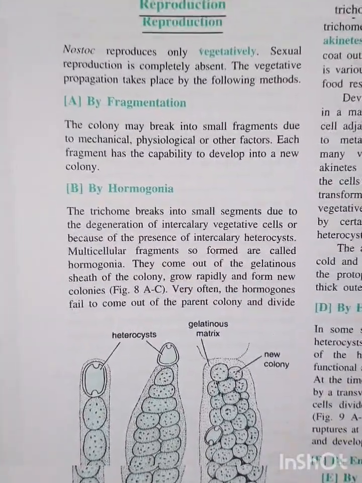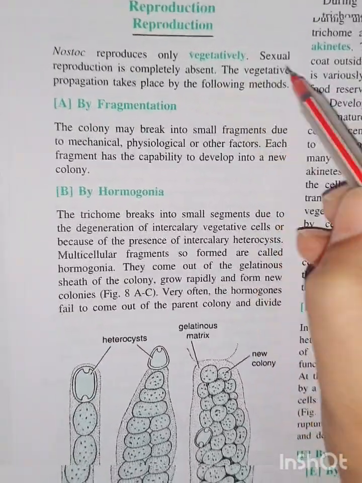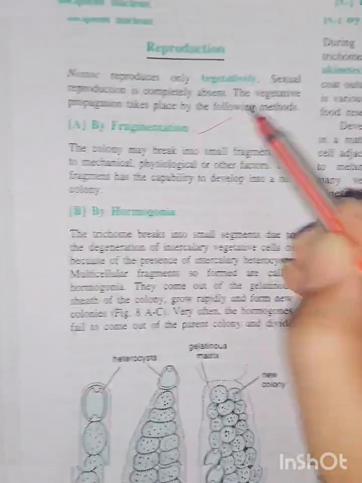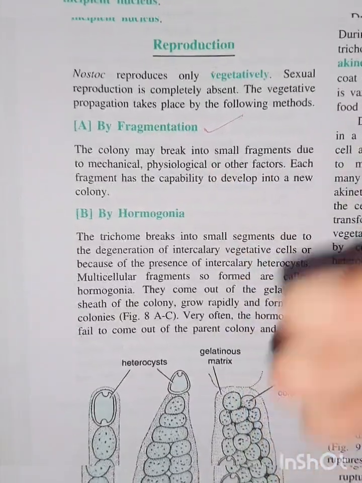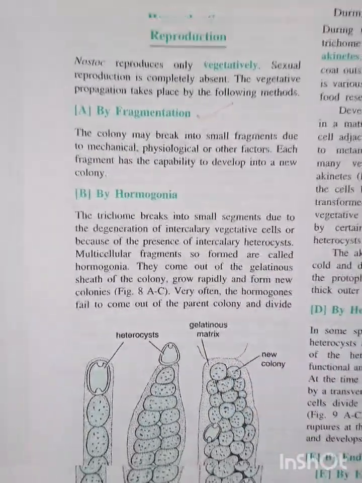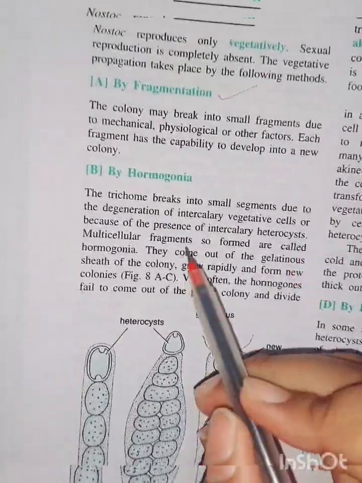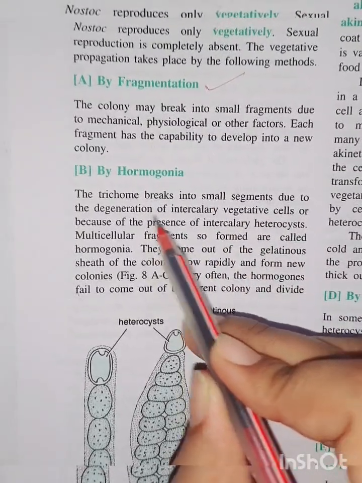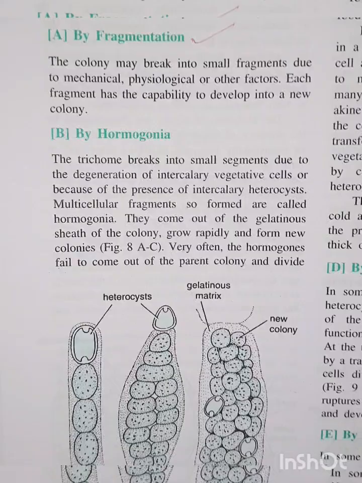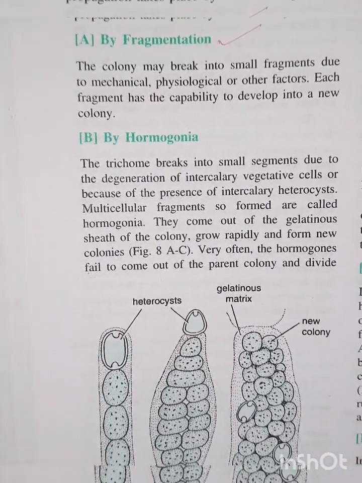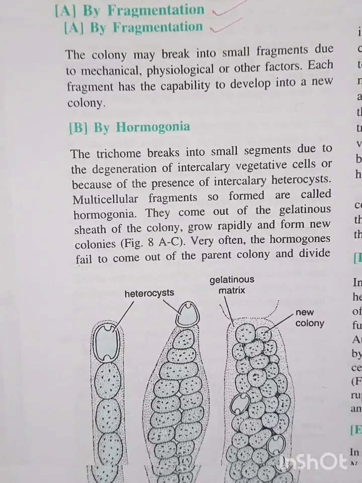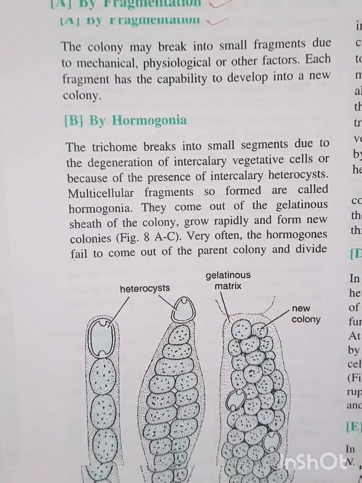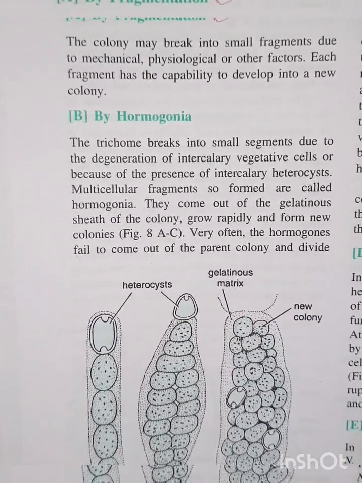Then reproduction. Nostoc reproduces vegetatively. Sexual reproduction is completely absent. It reproduces vegetatively by fragmentation, where the colony breaks into smaller fragments and each fragment develops as a new individual. Then by hormogonia: the trichome breaks into smaller segments due to degeneration of intercalary vegetative cells, or because of the presence of an intercalary heterocyst. The multicellular fragments formed are called hormogonia. They come out of the gelatinous sheath of the colony, grow rapidly and form a new colony.